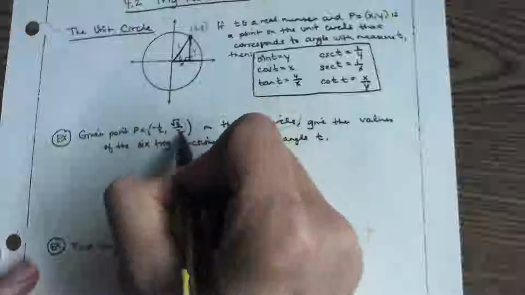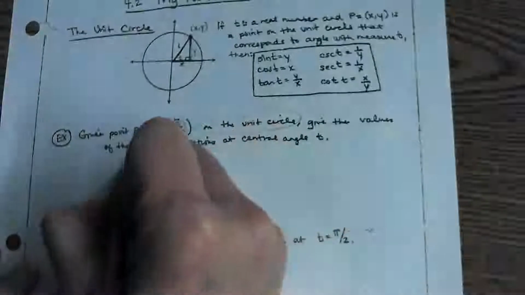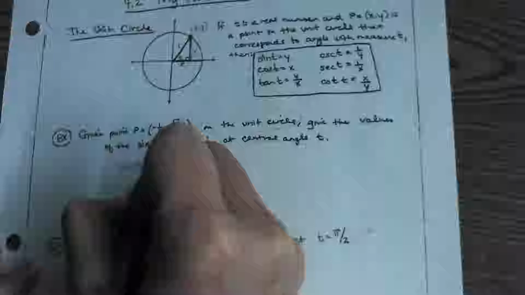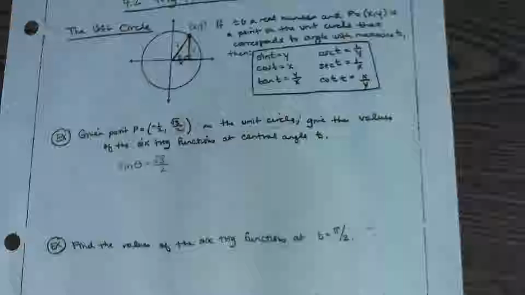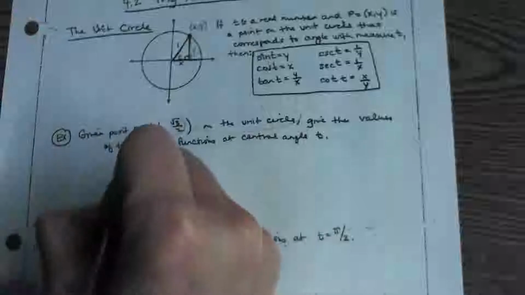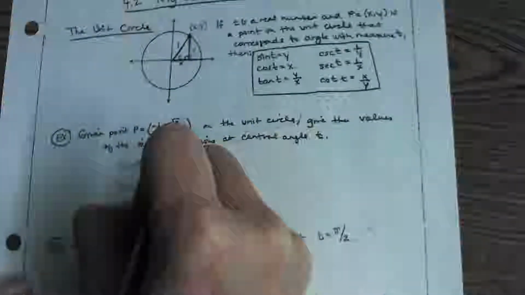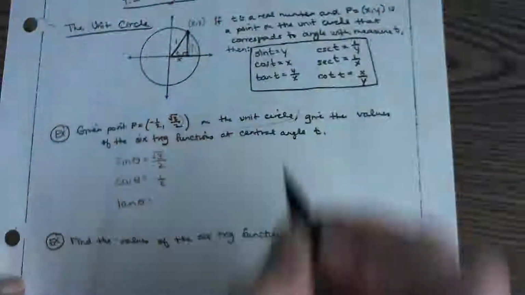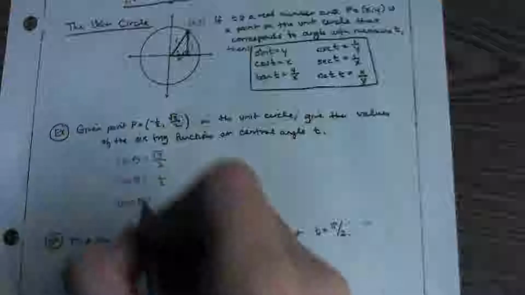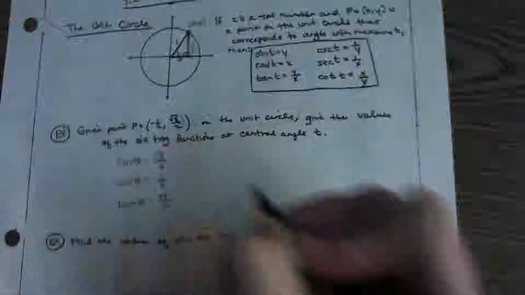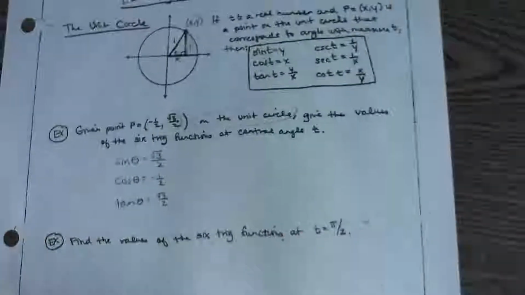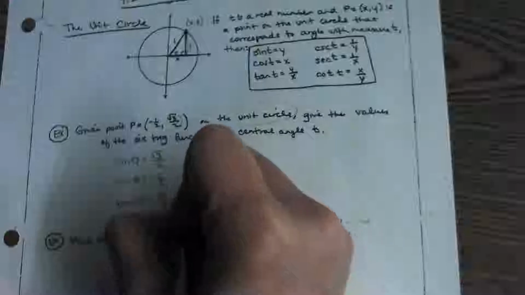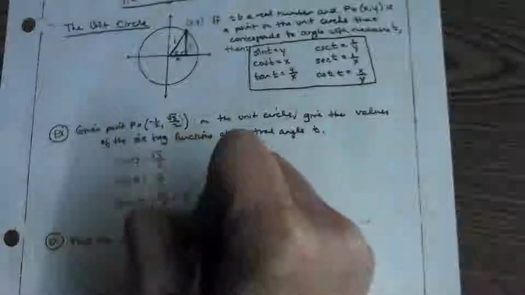Okay. So, if we are given a point on the unit circle, then immediately we know that the sine of our angle is root 3 over 2, because the sine comes from the y coordinate. Cosine comes from the x coordinate, so the cosine of theta is negative 1/2. And the tangent is y over x, which would be root 3 over 2 divided by a fraction. I'm going to keep change flip. Negative root 3.